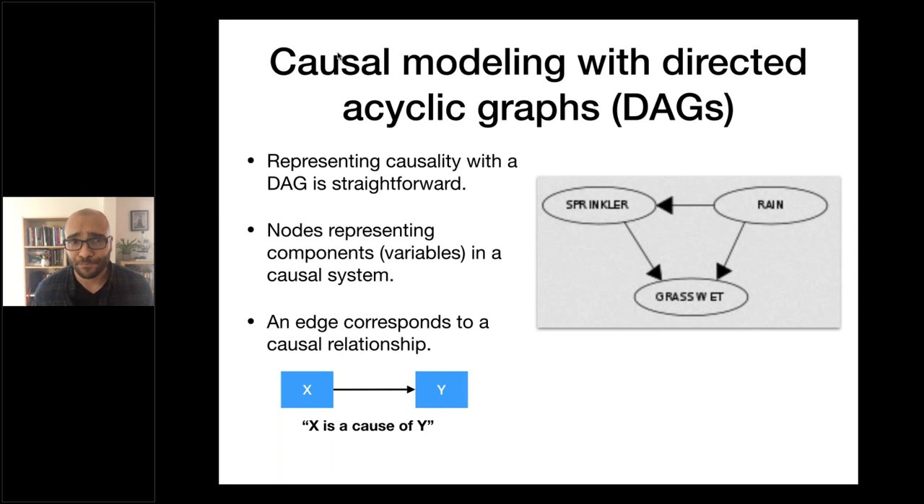If you've looked at causal inference before, you're probably familiar with a directed acyclic graph. It's just the most straightforward way of thinking about causality. The nodes represent components in the system, and the edges correspond to a causal relationship. So an edge from X to Y means that X is the cause of Y. And this rain sprinkler grass example is a canonical example where rain causes the sprinkler to automatically turn off if there's rain. And then both of these things cause the grass to get wet.